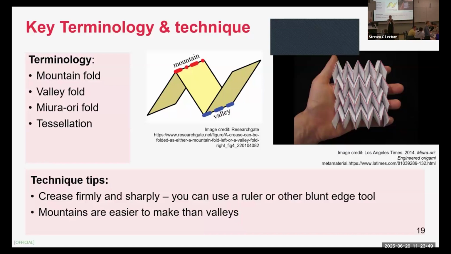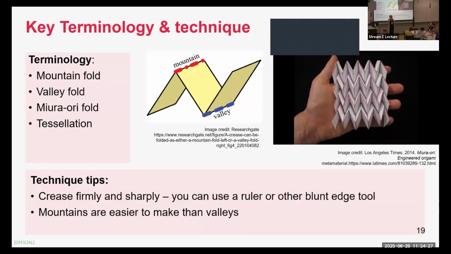We've got some very key terminology that you will benefit from knowing, especially if you have to ask for help. So, mountain fold and valley fold. Our mountain folds are the ones that do this. The valley folds are the opposite. The Miura Ori fold is the whole thing done, so the tessellated look. And then tessellation, does anybody know what that means in here? It's just a repeated pattern, basically. It's a mathematical term.